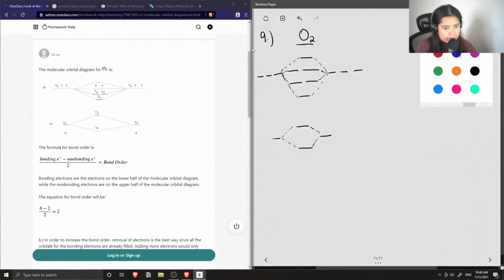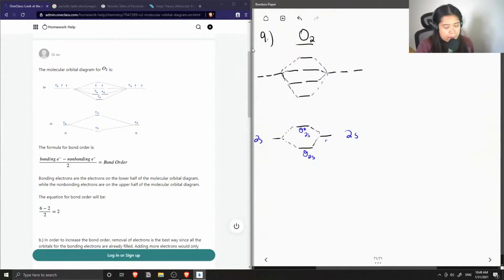This orbital here is the 2s orbital, and these are the sigma 2s, and at the top is the sigma star 2s. So this sigma star refers to the anti-bonding orbitals of 2s.